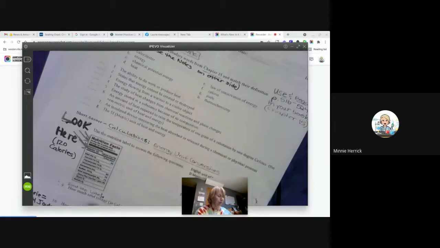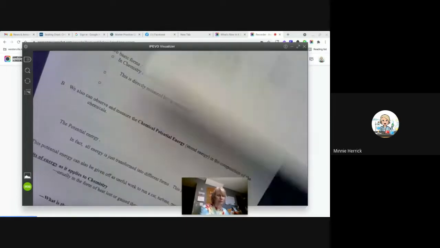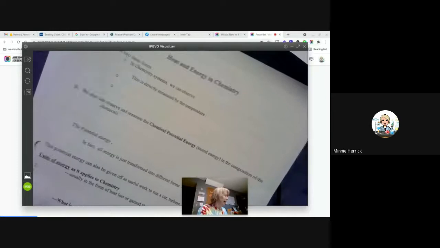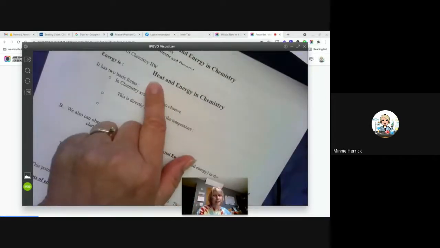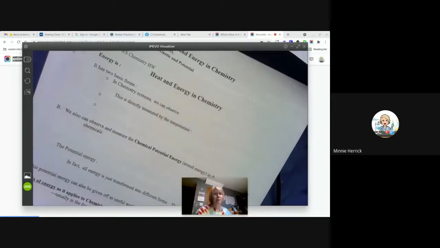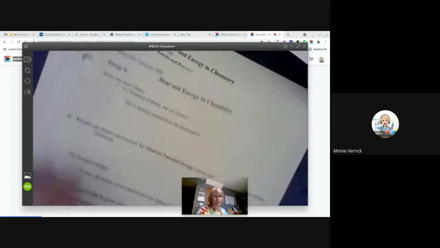Okay. Now let's go ahead and get started with the notes. We have it based on heat and energy and chemistry. We're going to talk about heat, and it is a form of energy, but it's mostly like a form of transferring energy from particles to particles. And we'll explain all that the next couple weeks. Okay. So let's actually get into the terms.